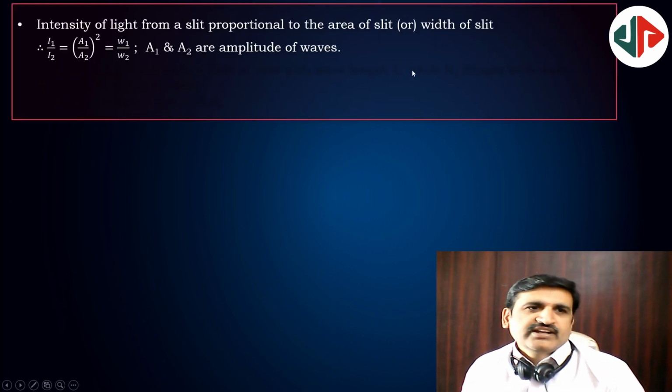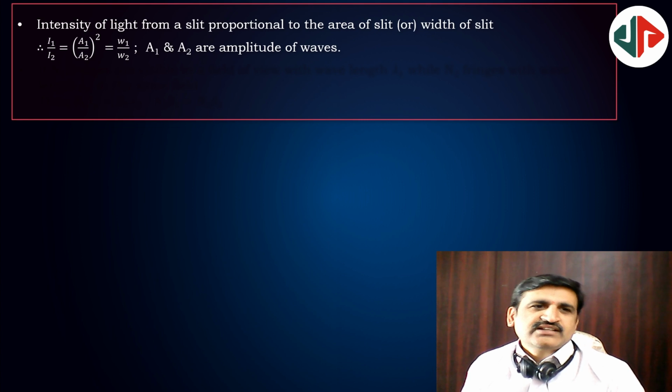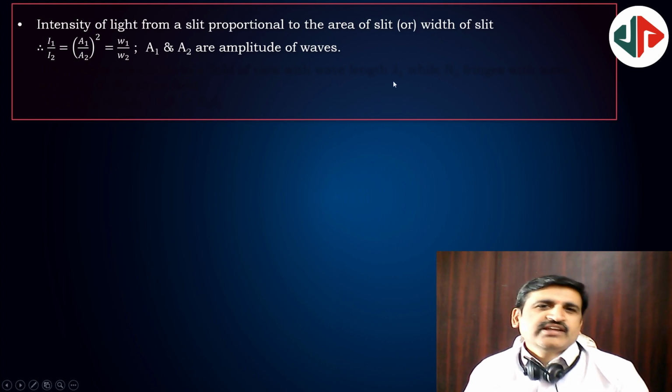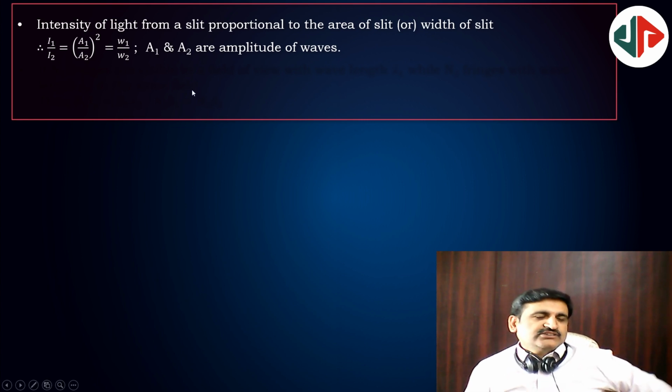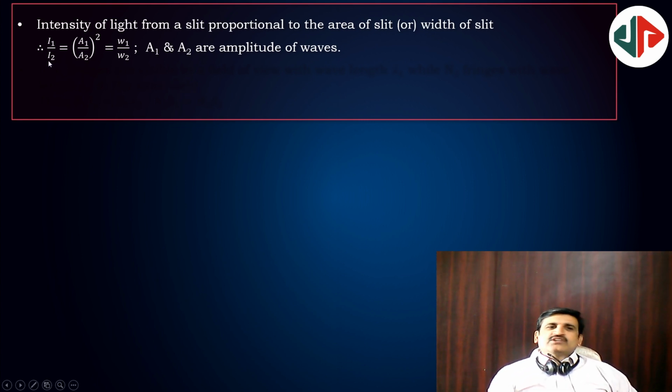Intensity of light from a slit is proportional to the area of the slit width. So intensity is proportional to slit width. Many people get confused about whether slit width is proportional to amplitude or intensity. Slit width is proportional to intensity, right? Remember.